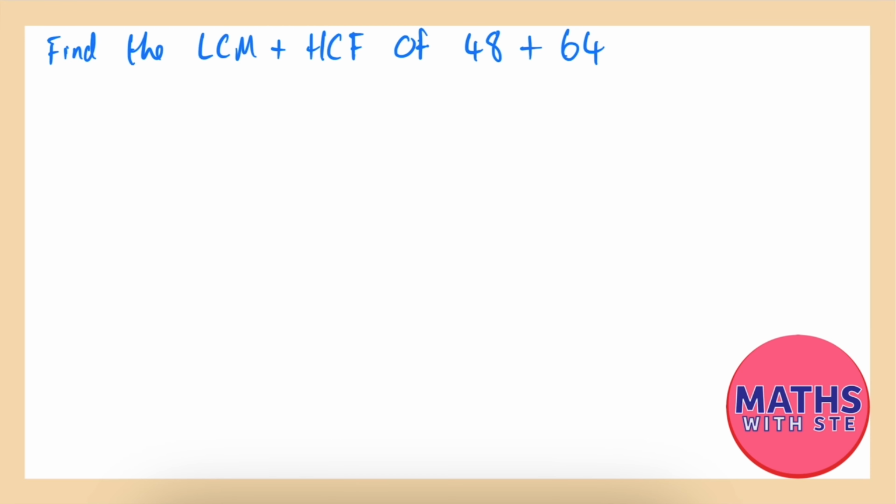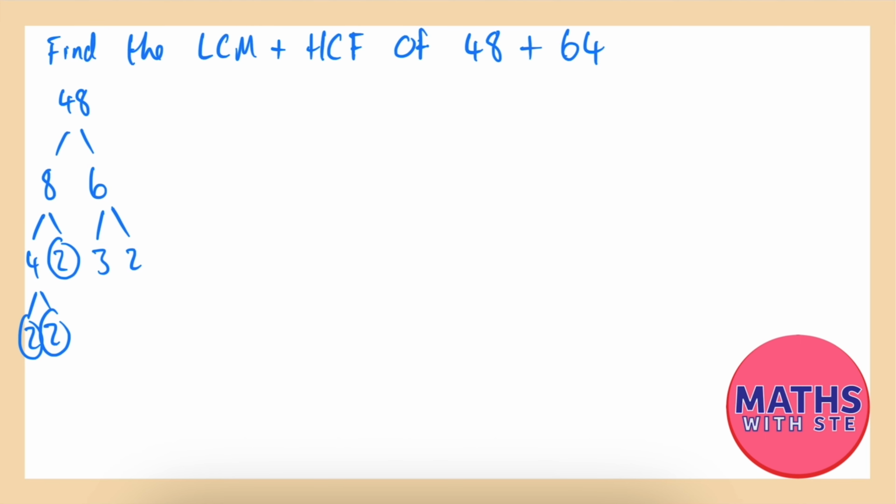Okay then. So I'm going to do the same thing for both of these. I need to find the lowest common multiple and the highest common factor. So first off, I'm going to write 48. Okay, what goes into 48? Well, 8 does, doesn't it? So I'm just going to go for 8, and 8 goes in 6 times. So what goes into 8? Well, 4 and 2. 2 is a prime number. What goes into 4? 2 and 2, so more prime numbers. What goes into 6? 3 and 2. Okay, so 48 equals 2. How many times have I got that? 1, 2, 3, 4. 2 to the power of 4 times 3.